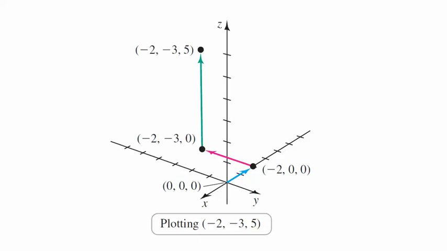Let's look at another point. Let's say we want to plot (-2, -3, 5). So starting at the origin, since the x value is -2, we're going to go away from us 2 units. Y is -3, so we're going to go left 3, and then Z is +5, so we're going to go up 5. And this would be in a different octant, right?